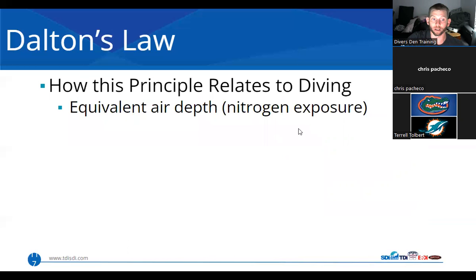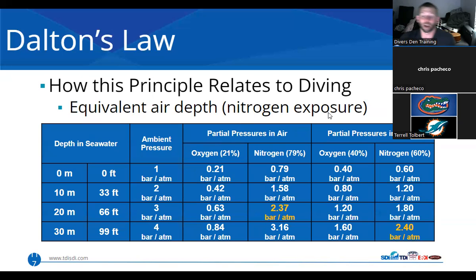I'm going to show you an easier way to calculate equivalent air depth. Okay, so this is kind of cool. I demonstrated this to you before using the 0.2 and the 0.8, and it actually comes out to be the exact same number, showing you that diving with an 80% nitrogen mix at 66 feet is the same nitrogen exposure as diving to 99 feet with a 60% nitrogen mix. So that's where the equivalent air depths come from.